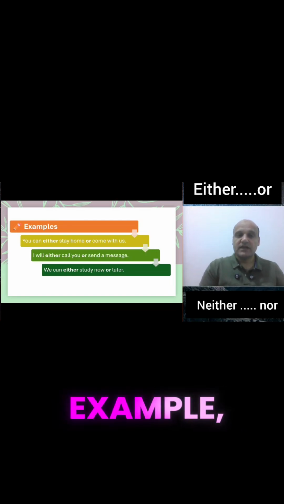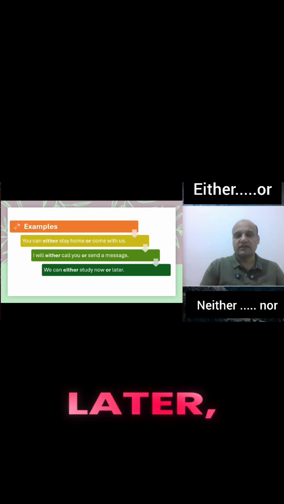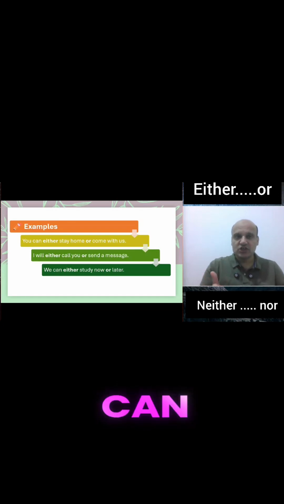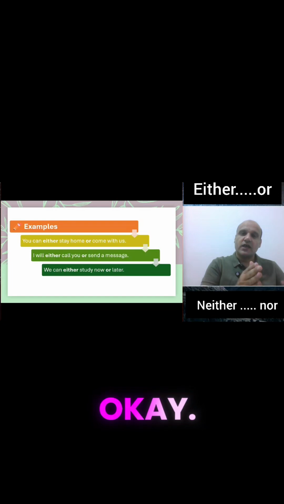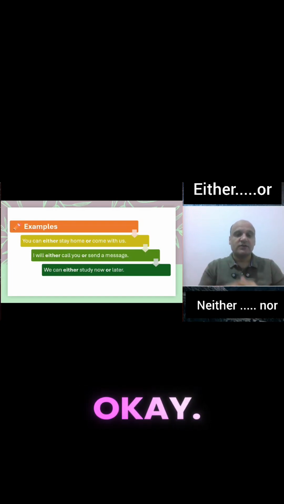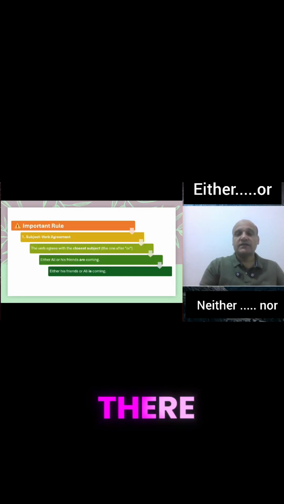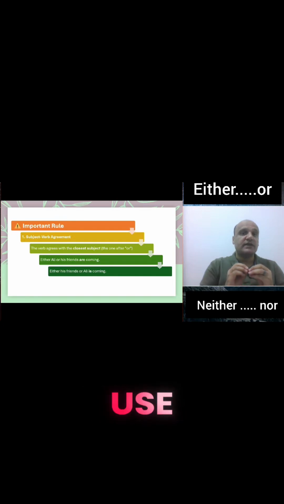Another example. We can either study now or later. So you can choose. You want to study now? It's okay. If you want to study later, it's okay. You have to choose one option. Okay. There are some important rules when you use either or.